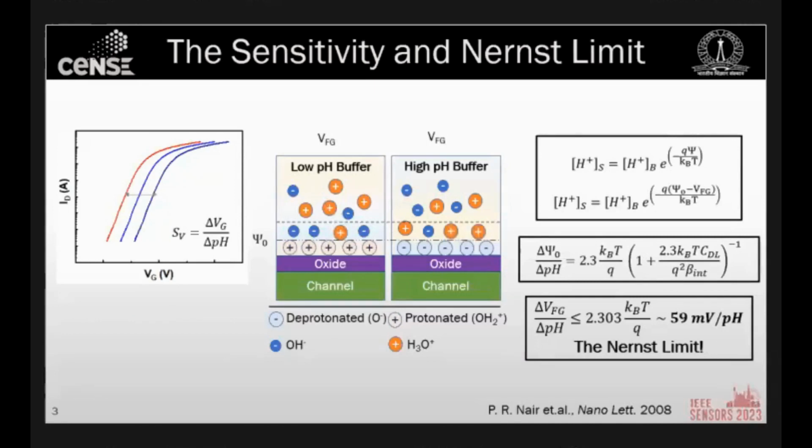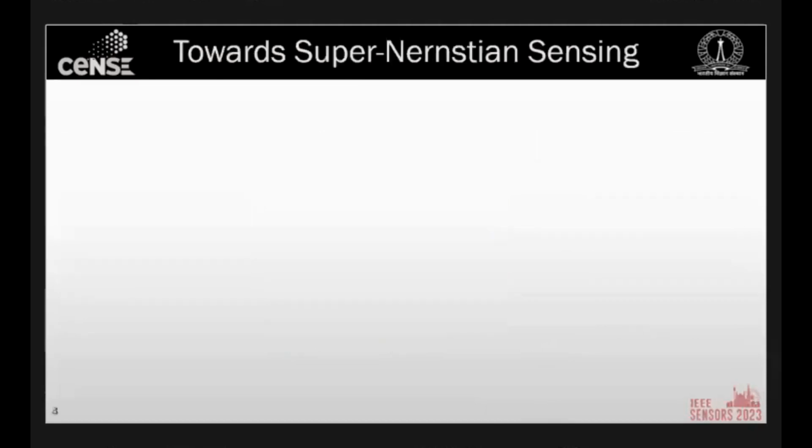Now immediately we have a problem, because this 59 millivolts is per unit change in pH. If you want to measure something like a physiological solution, for example your blood, which has a pH varying from 7.3 to 7.4, you have only a 0.1 change. In that case, this sensitivity is not adequate. So we need to figure out ways to extend the sensitivity beyond the Nernstian limit, and that is what Super-Nernstian is all about. And how can we do that?